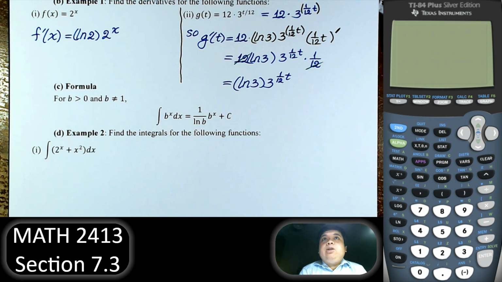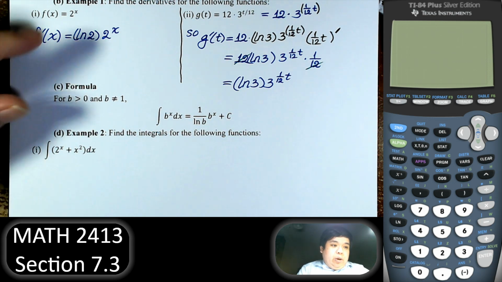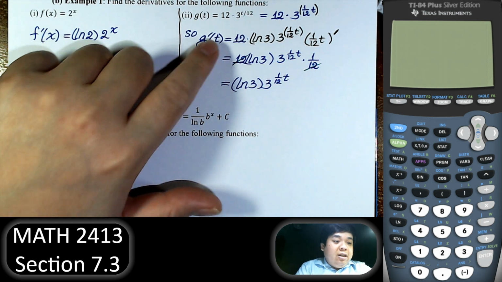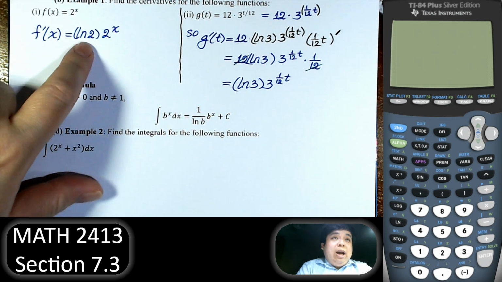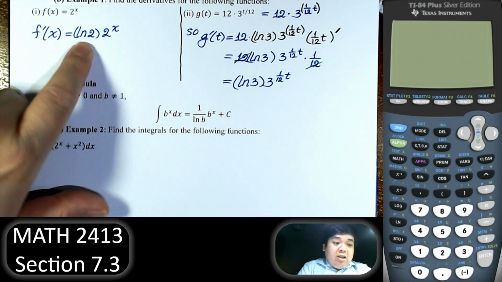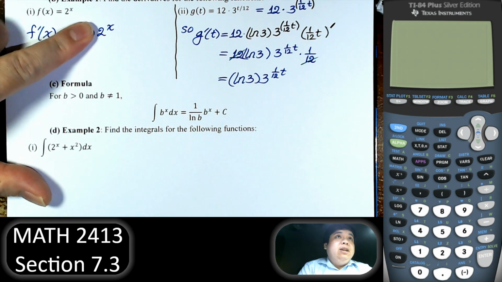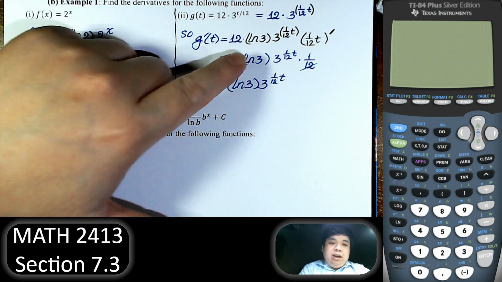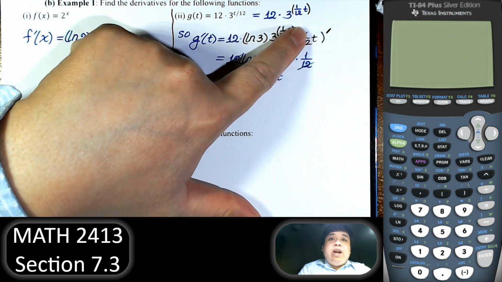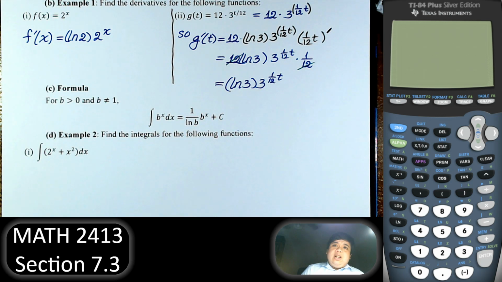So if we have a base that's a number and the variable x is in the exponent, we have to write ln of the base first, and then just copy what we have there. Same thing here. The difference here is that we have the chain rule. Alright, so that is the derivative.